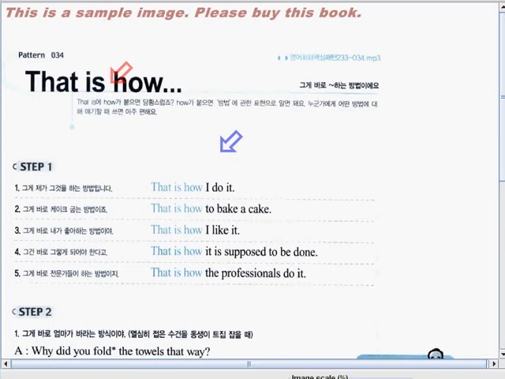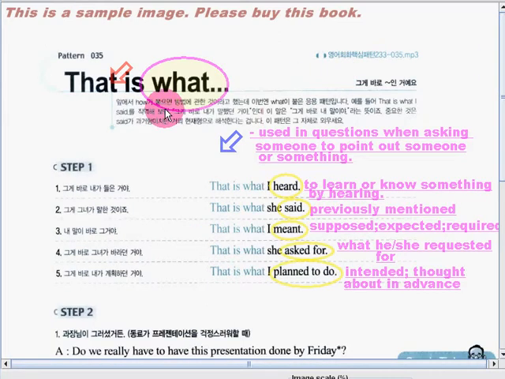Let's go on to our lesson proper. Our new pattern for today is the pattern "that is what." Now we will be focusing on the question what. When do we use what? What is used in questions when asking someone to point out someone or something. So that means we are asking someone to point out or to explain something that they said or they did.